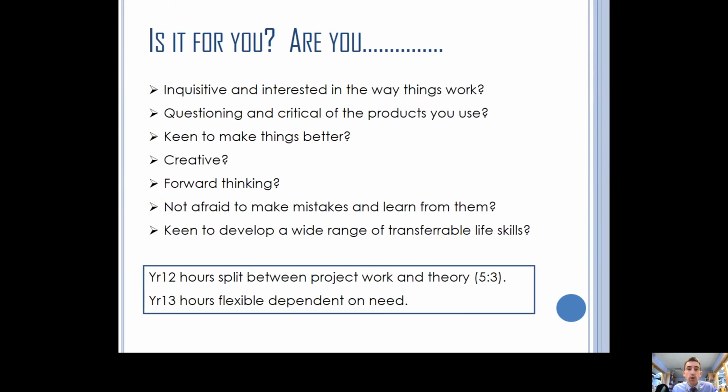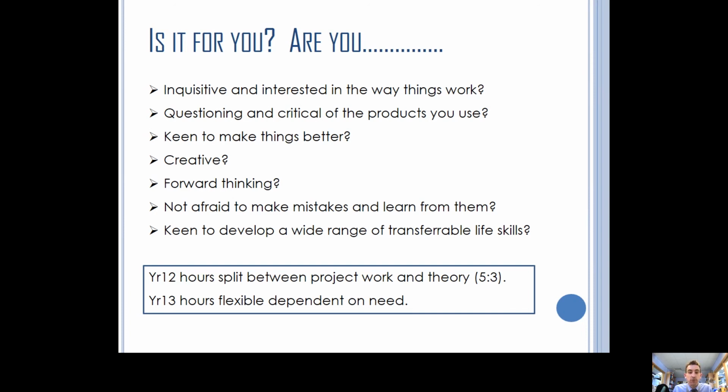So is it for you? Well, I don't know. Is it for you? Are you inquisitive and interested in the way things work? Do you question things? Are you critical of the products you use? Are you keen to make things better? Are you creative? Are you an ideas person? Are you forward thinking, progressive, not afraid to make mistakes and learn from them?